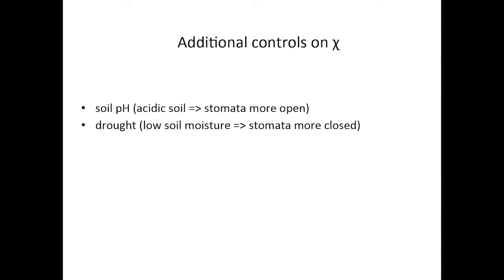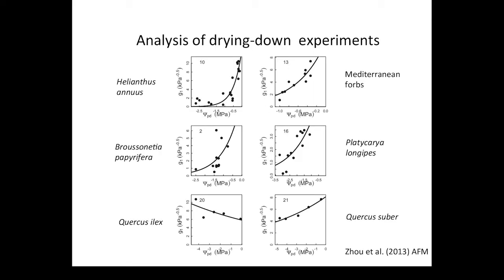Well, there are additional controls. I mentioned soil pH. This has been shown experimentally. It's in the data. Soil moisture is a complication when it gets down to sufficiently low values, then stomata do end up more closed, other things being equal, so it's not all a VPD effect.